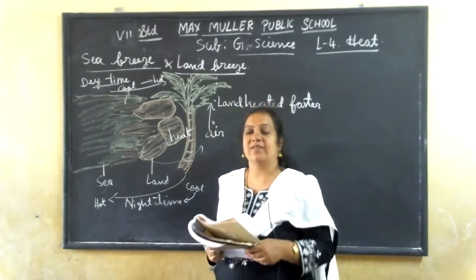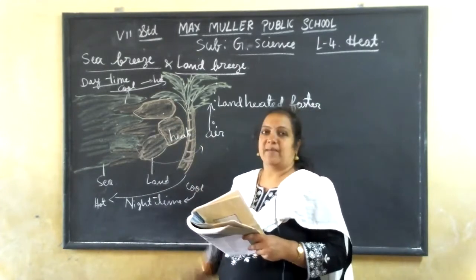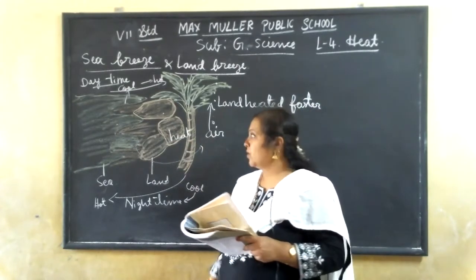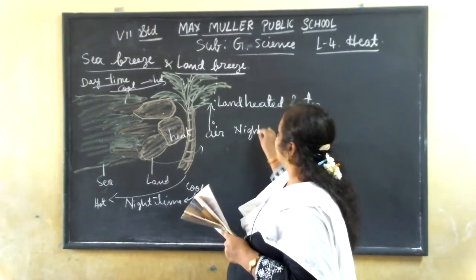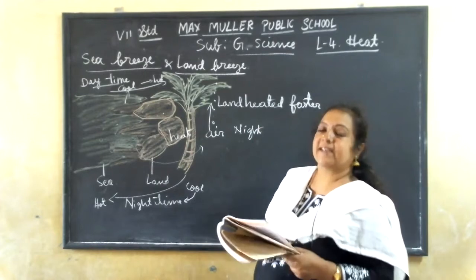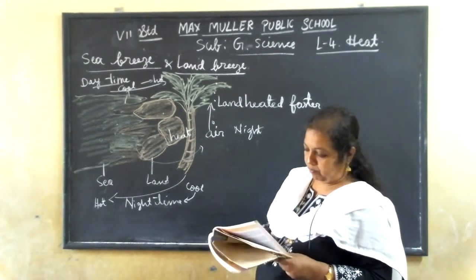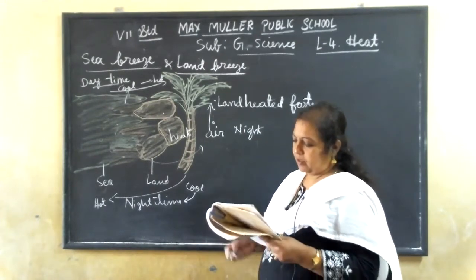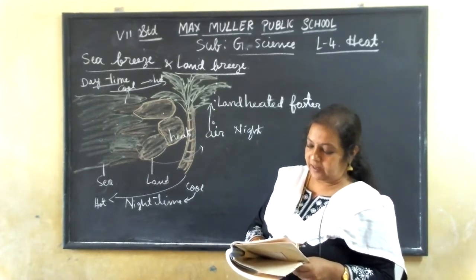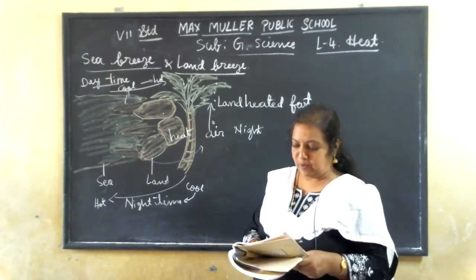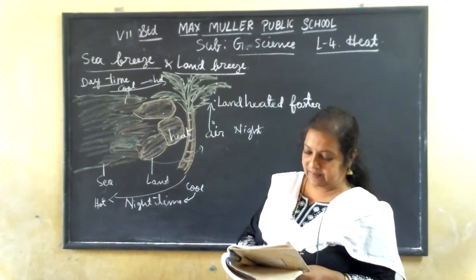This is a cycle which is occurring in the coastal areas. So this is in the daytime. What about night time? So in night time, what happens? Exactly opposite of this one. In night time, the cooler air from the sea rushes towards the land to take its place. The warm air from the land moves towards the sea to complete the cycle. This is called sea breeze.